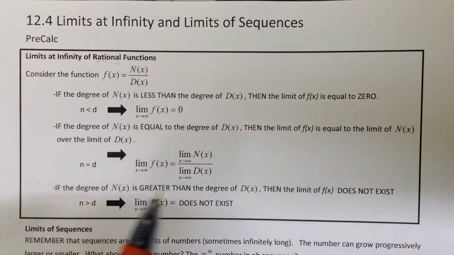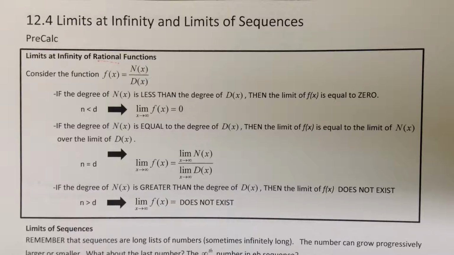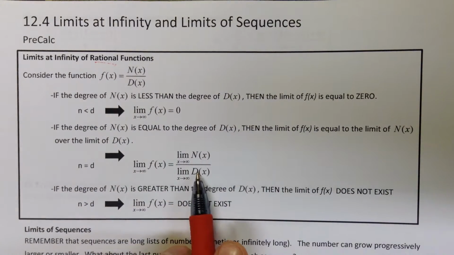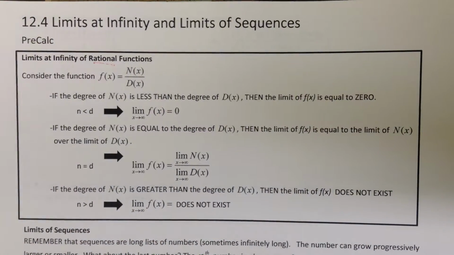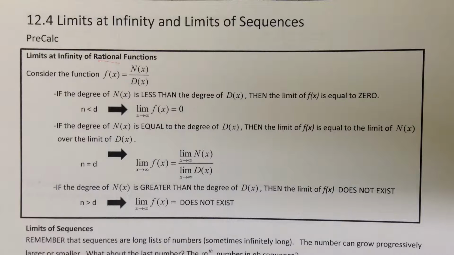Next one, if the degree of the numerator and the degree of the denominator are the exact same, then this is actually the long cut. What you have to do is take the limit of the numerator and the limit of the denominator and then put them together. This means you basically have to do it the same way we did last time. Last one, another one that we've seen before: if the degree of the numerator is greater than the degree of the denominator, then the limit does not exist.